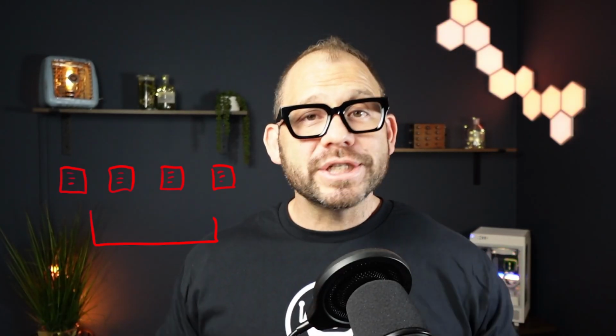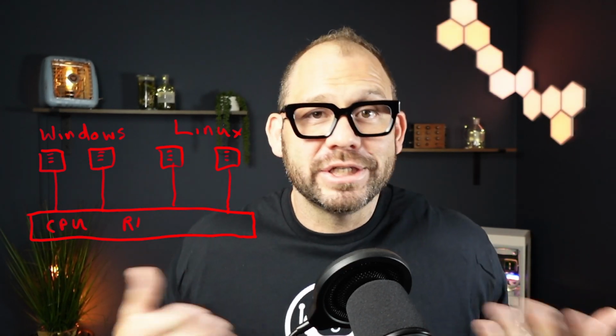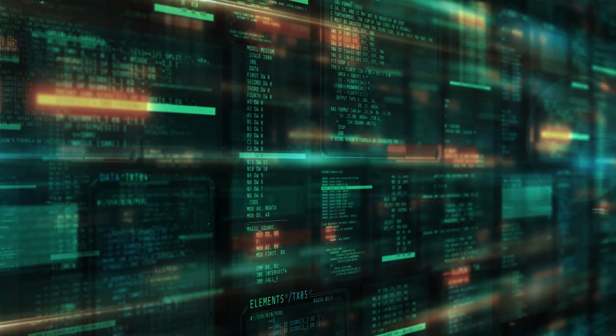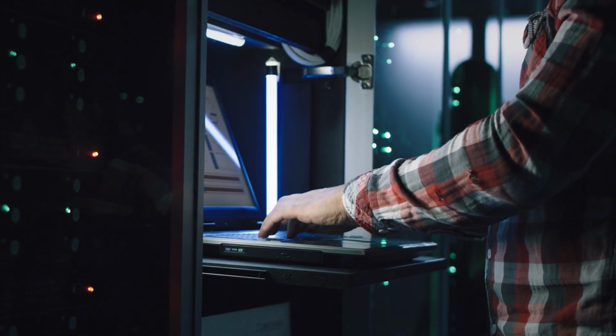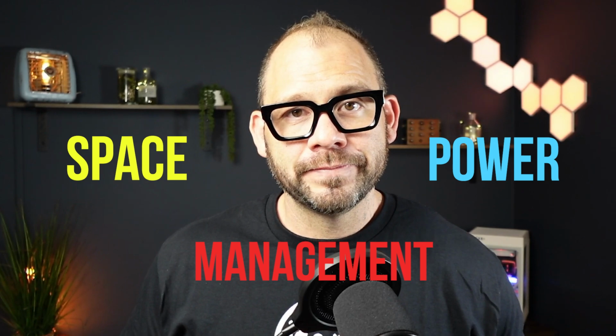But what if I told you there's a way to combine all 4 into a single box? All of these operating systems running simultaneously on one computer, sharing CPU, RAM, and hard drive space. This is what virtual machines allow you to do. They let you consolidate multiple computers onto one physical machine, saving you a lot of space, power, and potentially a lot of management headaches. So in today's video, we're going to dive into the world of virtual machines.